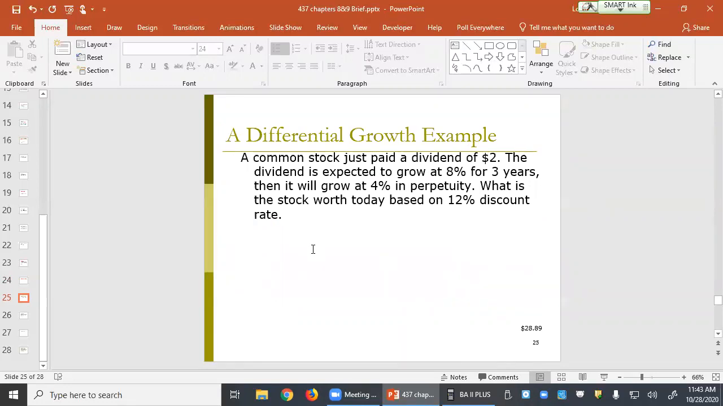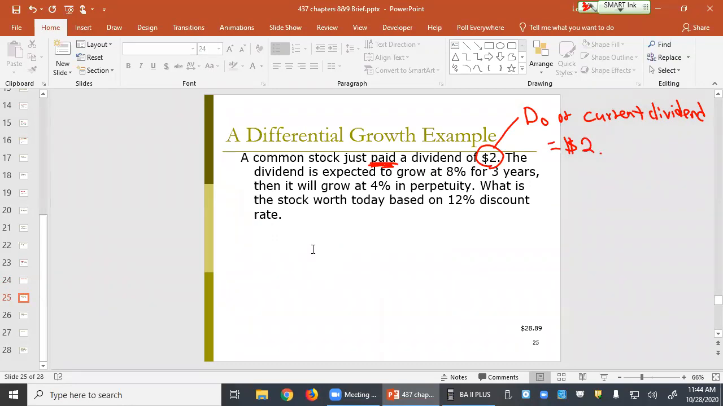Okay, so a common stock just paid a dividend. So if this dividend has been paid, then we know by definition, this is our D0, also known as our current dividend, and it is equal to $2 per share.